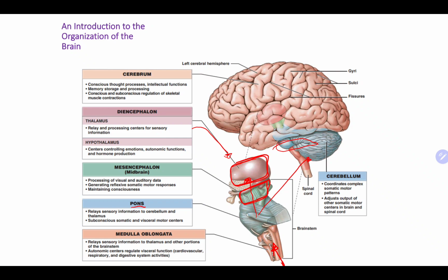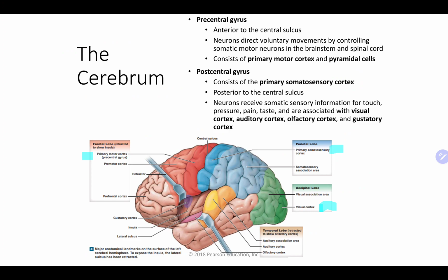And then, of course, we have the cerebrum. That's going to be where we have conscious thought, intellectual functions, and memory storage and processing, a lot of things up in there. And in the back, or the bottom, I should say, we have the cerebellum. That's going to coordinate complex muscle coordination and patterns.